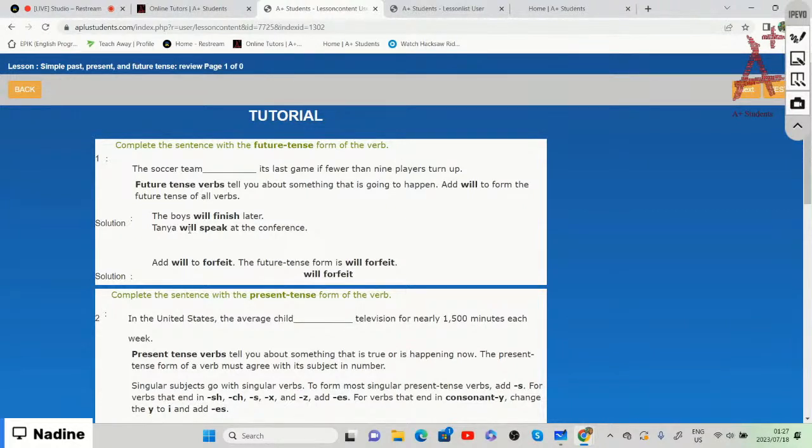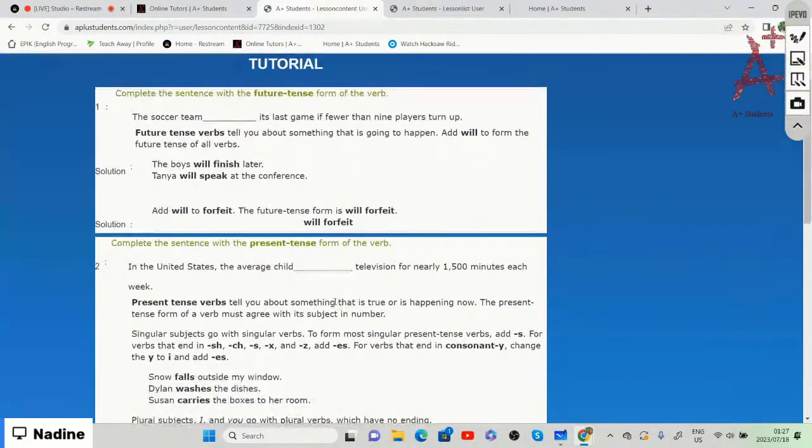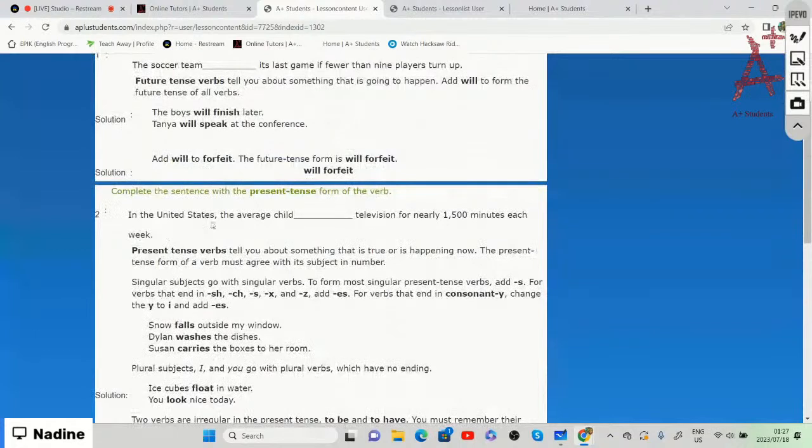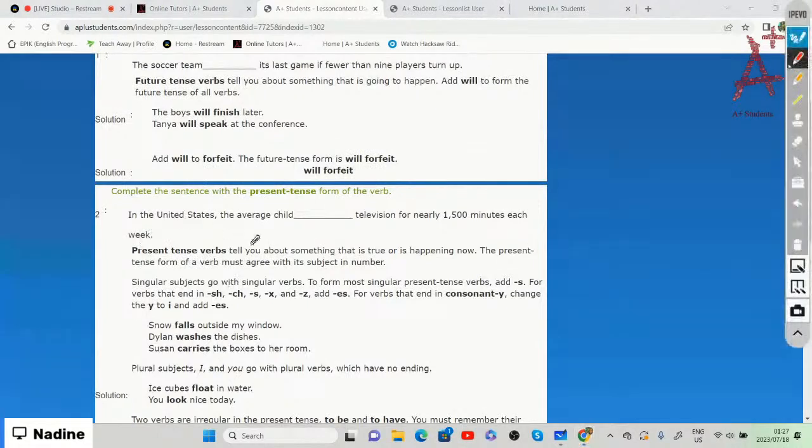Okay, let's start with present tense, right? Present tense verbs tell you about something that is true or that is happening now. It is happening in the present. It's the action that is taking place now.